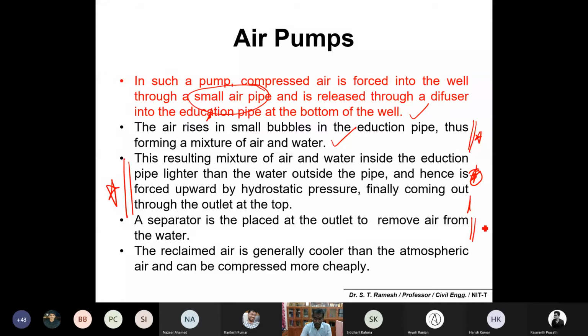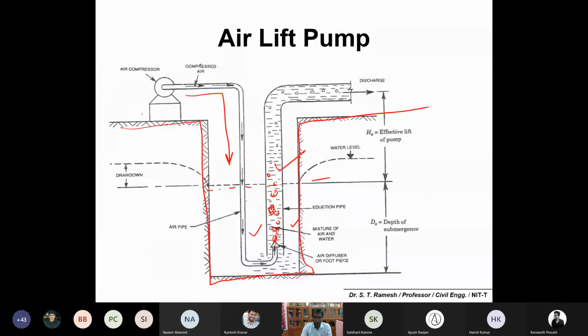But the fourth point is that we have to place a separator. The separator is placed at the outlet to remove the air from the system. That is important. And this reclaimed air is generally cooler than the atmospheric air, so it can again be compressed more cheaply. Please make a note. These are some of the points you have to remember in air pumps. Is it okay?